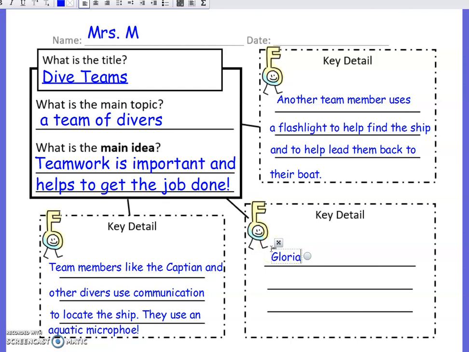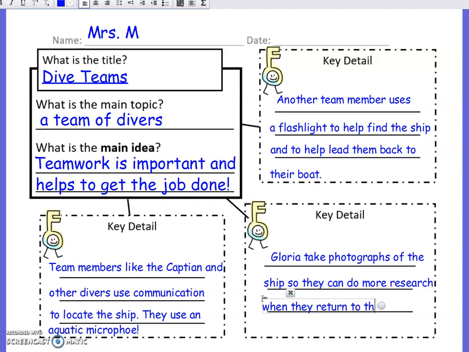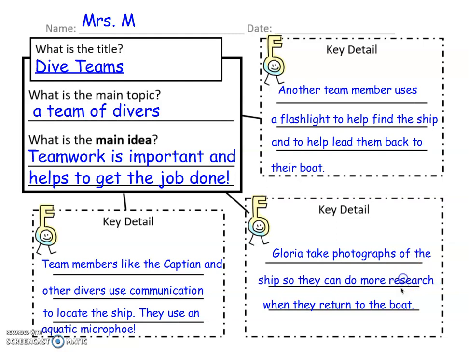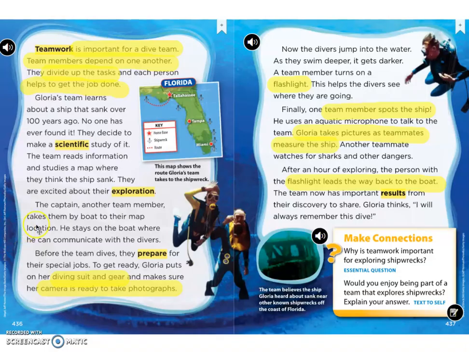So Gloria takes photographs of the ship so they can do more research. When they return to the boat, or maybe when they go into their back, maybe they have an office or a research lab where then they put all their information together and they learn more about all of these sunken ships. So there you go. There are a lot more details that you can find. There are a lot more things that they do.